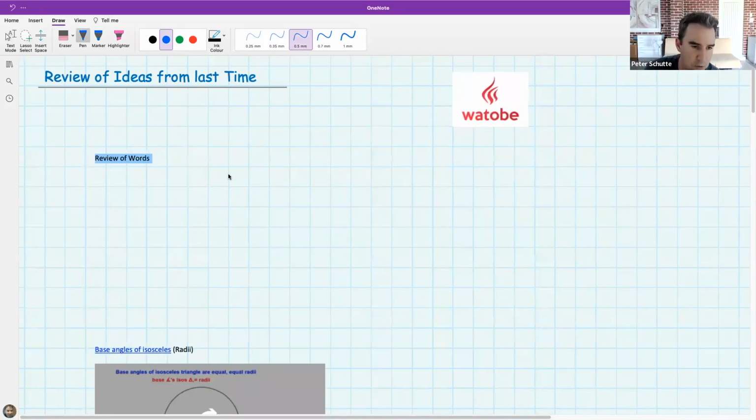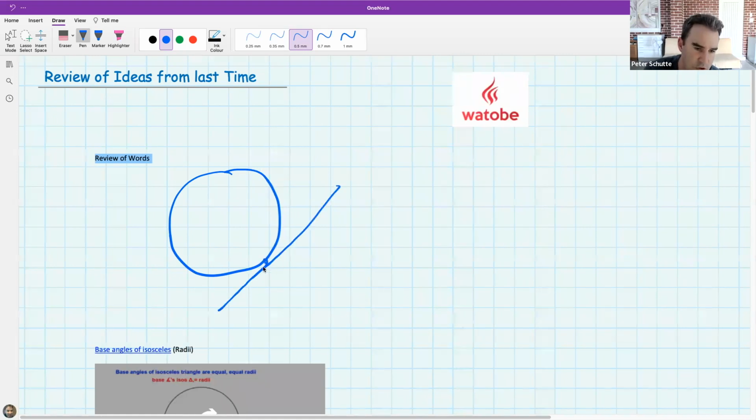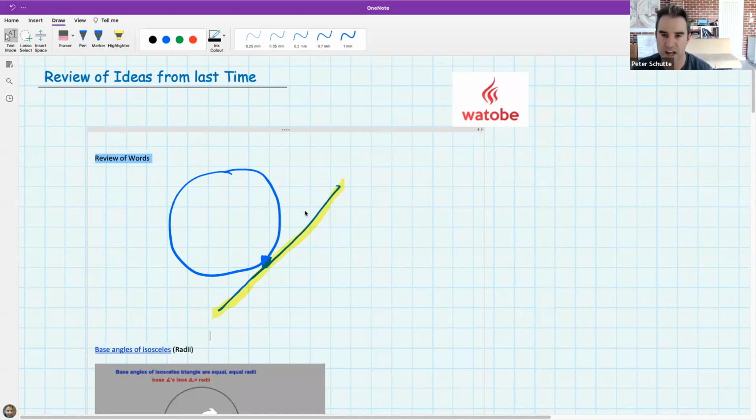A review of some vocabulary. So I want to know in the chat, what is the name of this straight line in circle geometry? It's a special name. And I want to know what is the name of that line. Who knows it?